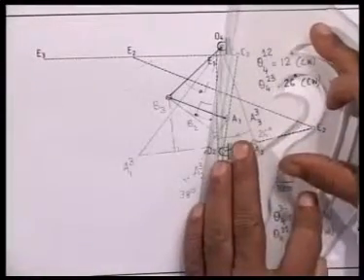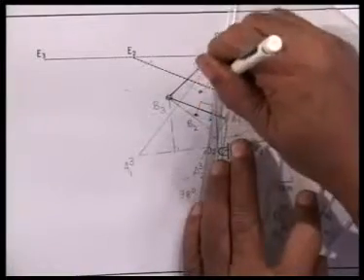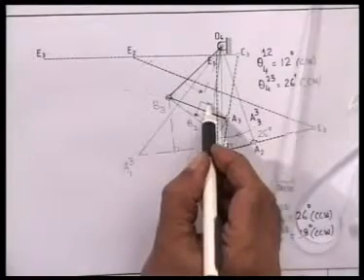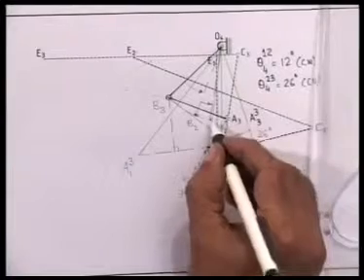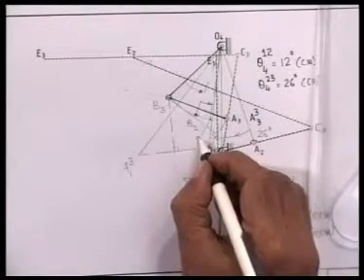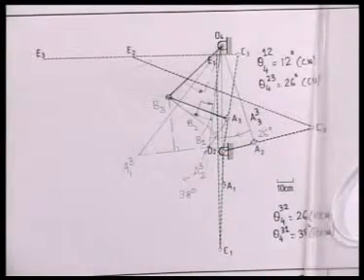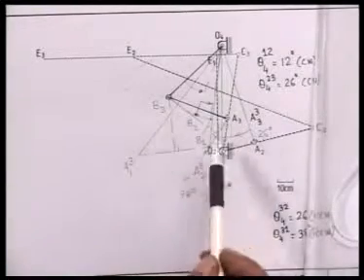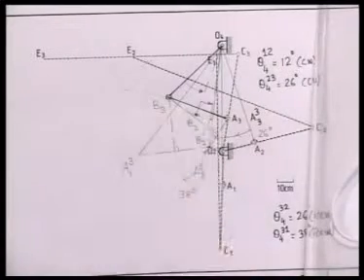So I draw a line, this angle is 12 degree and we get the position B1. This is B1. So we have located that compound hinge corresponding to the 3 configurations 1, 2 and 3 at B1, B2, B3.